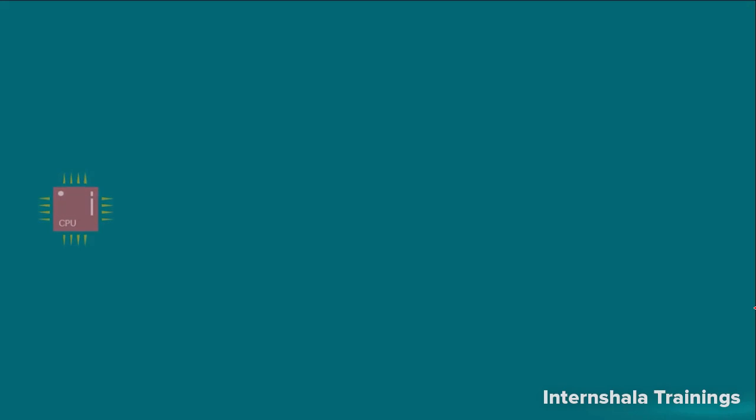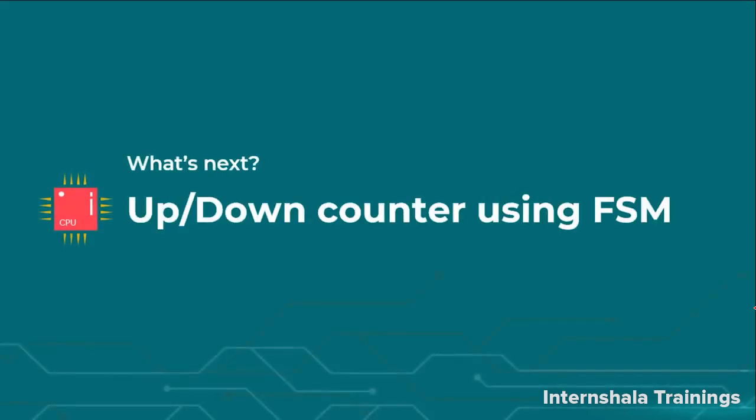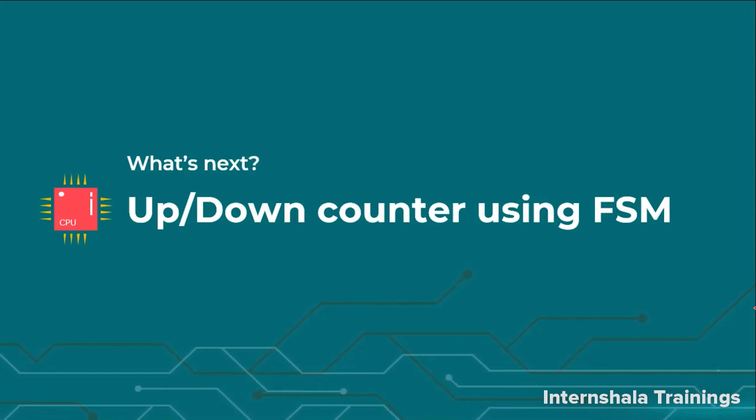So students, now we know how to implement certain complex systems also using finite state machine. We are going to implement one more such system, and that is up-down counter, in our next video.